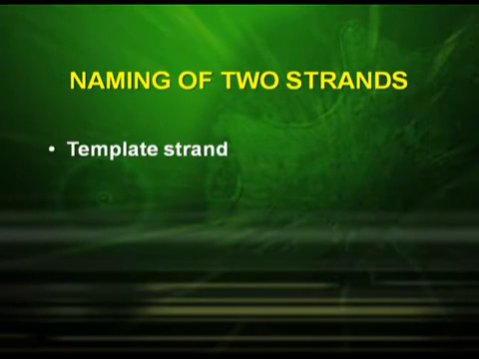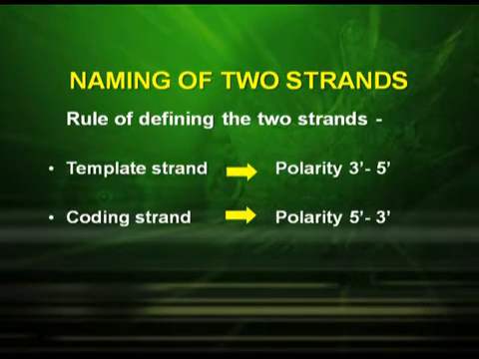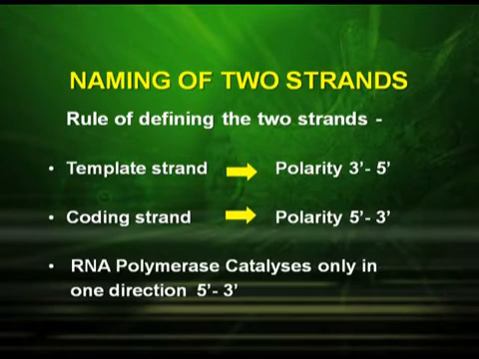Now since we know that DNA has two strands, how are we going to name the two strands? The two strands are named the template strand and the coding strand. So what is the rule for defining the two strands? We know DNA has antiparallel polarity, 5 prime to 3 prime and 3 prime to 5 prime. The RNA polymerase transcribes in the direction 5 prime to 3 prime. Therefore the template strand is the one which has the polarity from 3 prime to 5 prime, and the coding strand has a polarity from 5 prime to 3 prime.